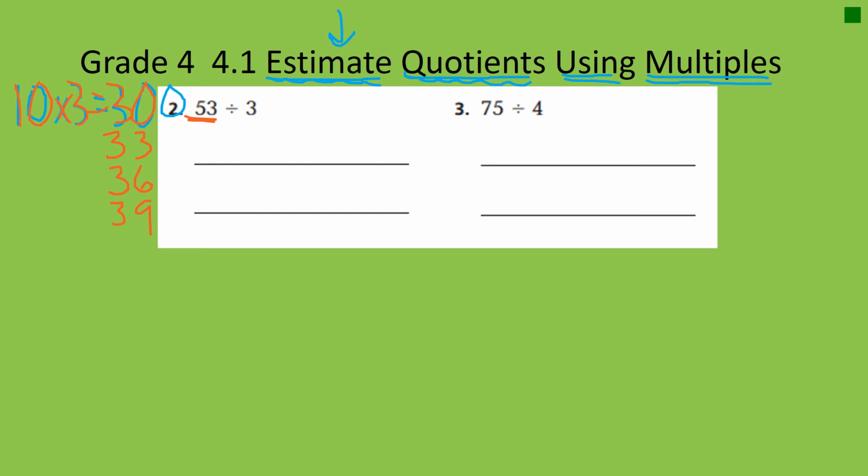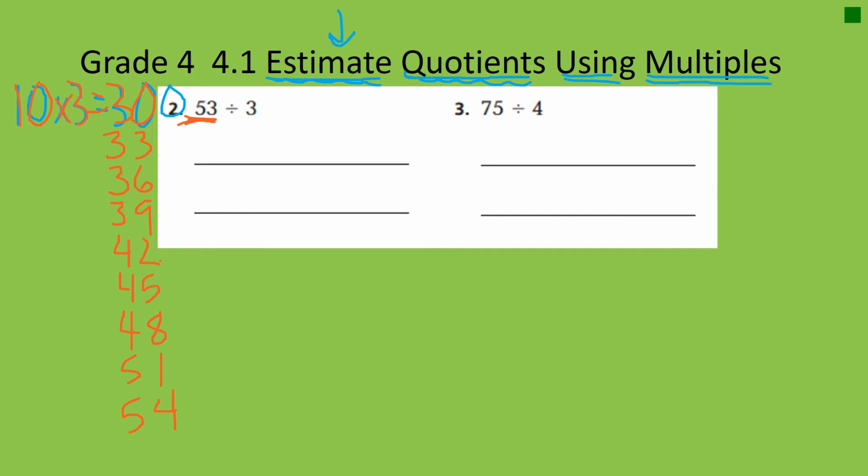39, 40, 41, 42. Okay, 42, 45, 48. Do you see, boys and girls? I'm counting by 3's. 33, 36, 39, 42, 45, 48. All of those are multiples of 3. Okay, 48, 49, 50, 51, and 54. Oh, and look at that. I'm right there around 53, aren't I?